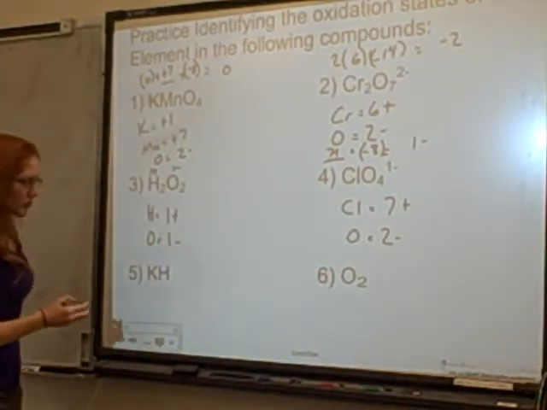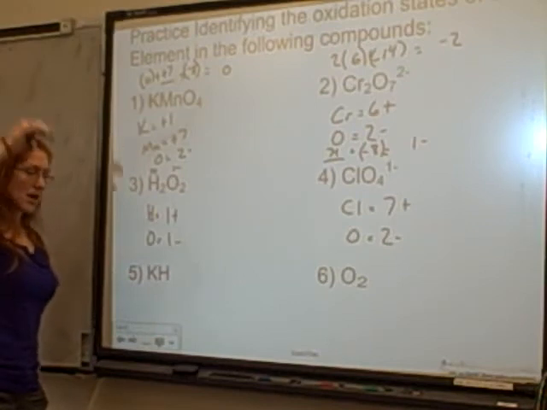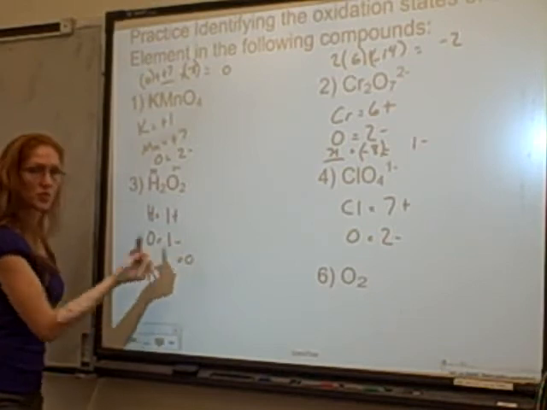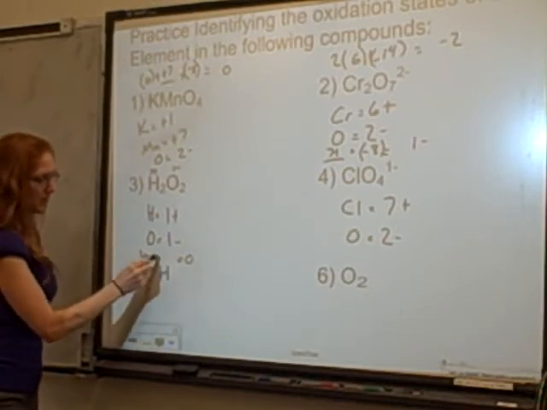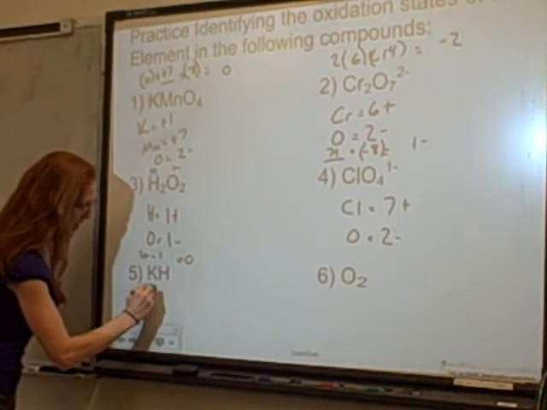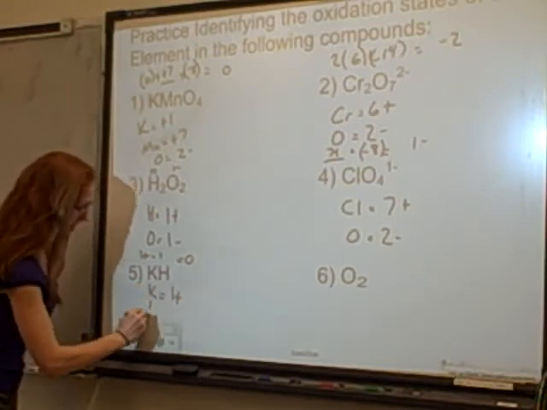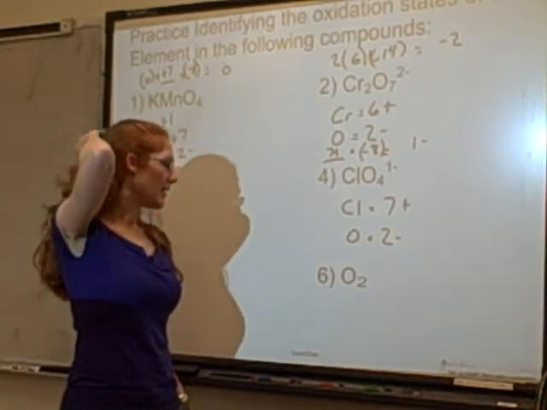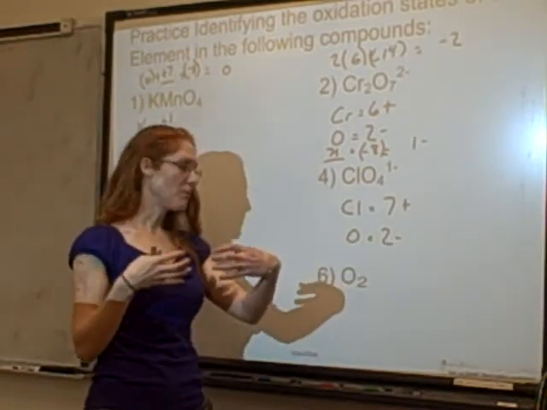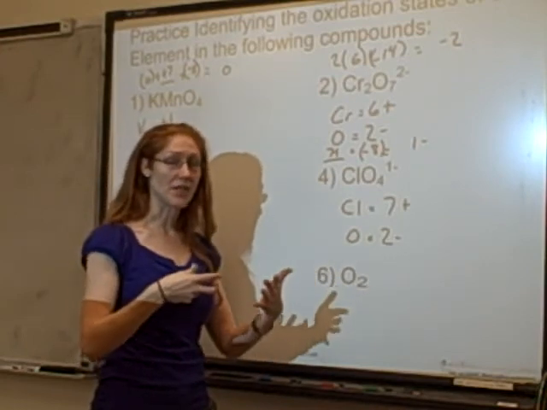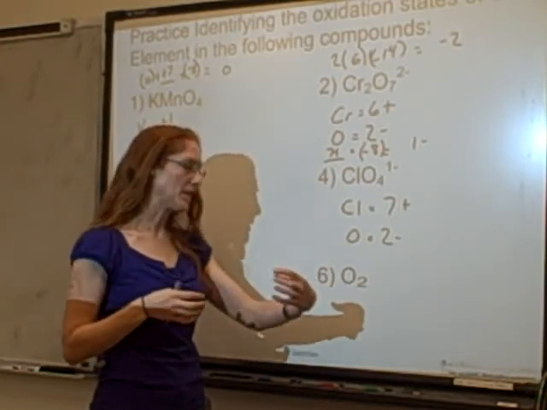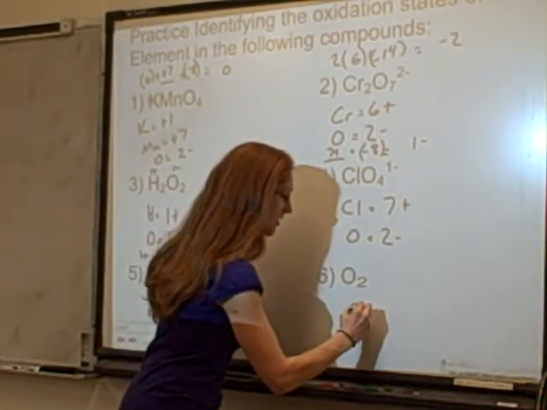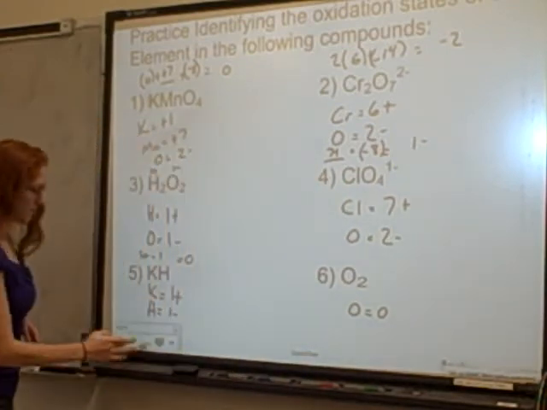Then I have KH. Alkali metals were the first rule, at the top of my rules, so this is a 1 plus. And this will add up to 0 because there's no charge written. So 1 minus 1 would equal 0. My K equals 1 plus, I'm used to that. My H equals 1 minus. It's weird, but so it is. And then here I've got O2. One oxygen isn't going to be more electronegative than the other, so they're going to share electrons equally. So there's no overall oxidation state. So oxygen equals 0.